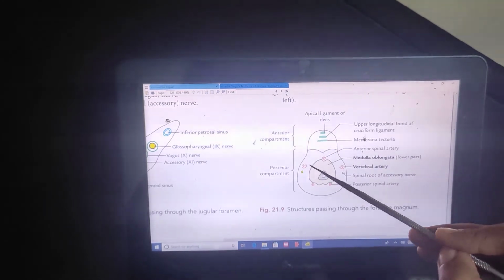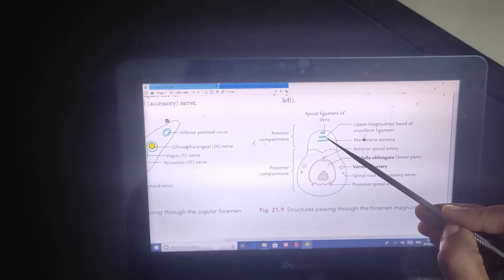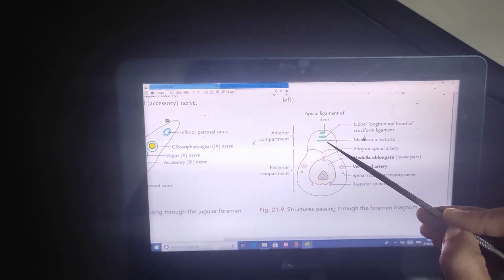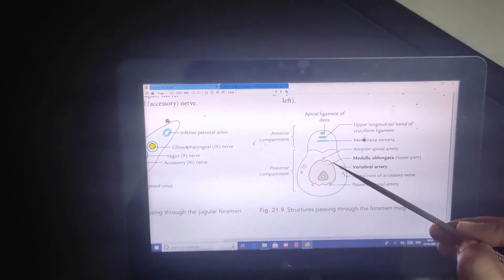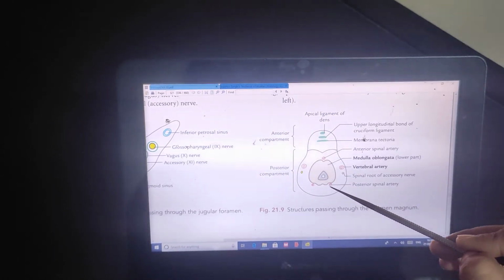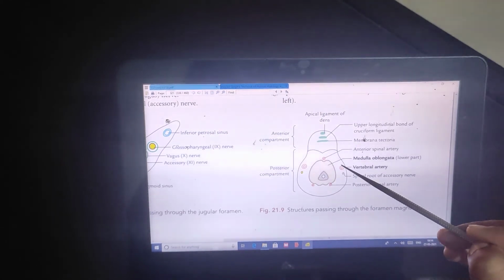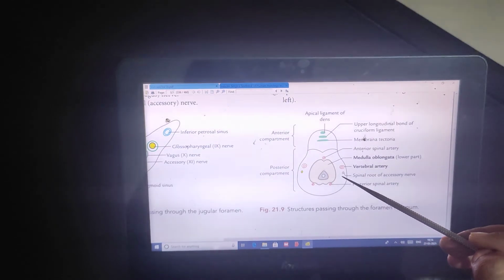So anterior to posterior, in the anterior compartment you have apical ligament of dens, upper longitudinal band of cruciform ligament and membrana tectoria. Through the posterior compartment, the structures that you can see are the anterior spinal artery, the medulla oblongata, right and left posterior spinal arteries, the right and left vertebral arteries, the right and left spinal root of accessory nerve.